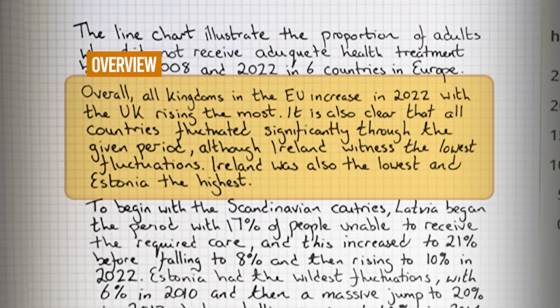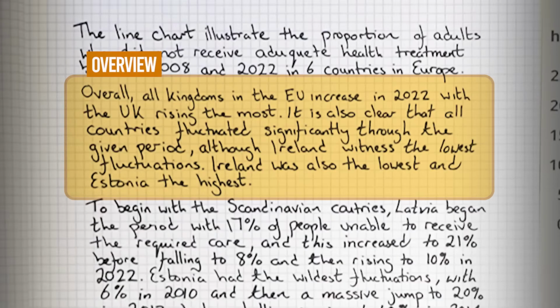And then they've added at the end, Ireland was also the lowest. This is another common mistake that we see, is people just writing things in general. It's too vague. What does that actually mean? The lowest of what? When? And similarly, Estonia was the highest. Again, a little bit too vague.